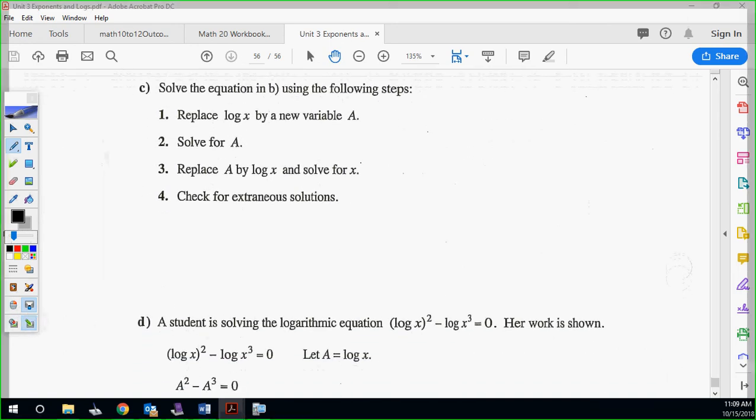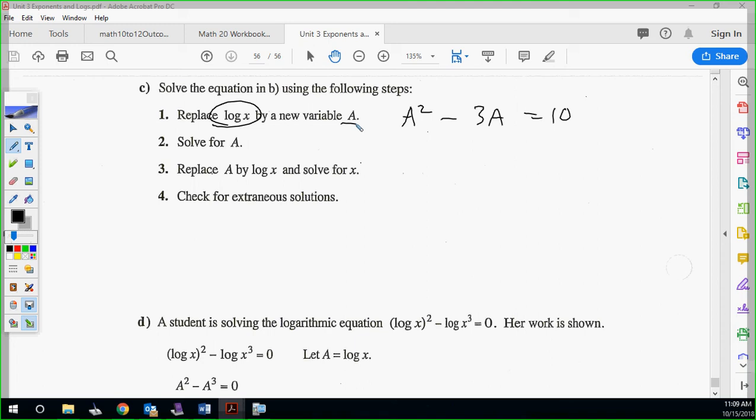Replace log x by a new variable a. So if we replace log x with a, that means it's going to be a squared minus 3a, look up there, equals 10. Wherever there's a log x, we're putting a. So up there was log x squared, a squared, and then it's minus 3 log x, so minus 3a.